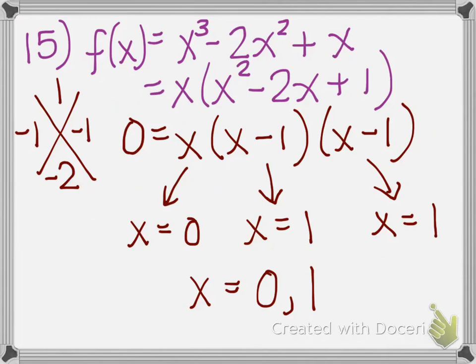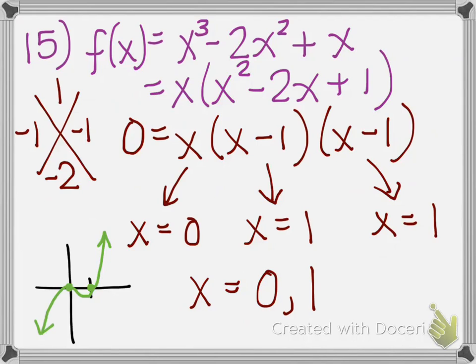If I had to sketch a quick graph of this, all this means is that I have a down-up graph that crosses at 0 and it crosses at 1. Let me change colors real quick. So it crosses at 0, it crosses at 1, and that's it. Something like that, okay?